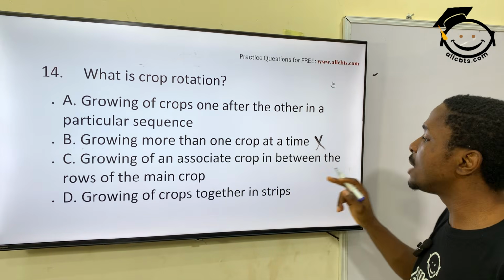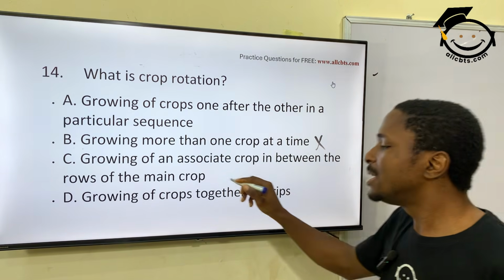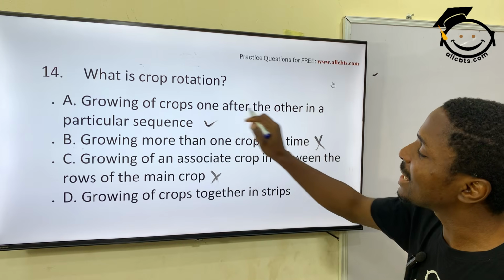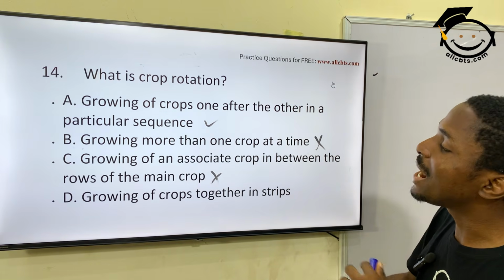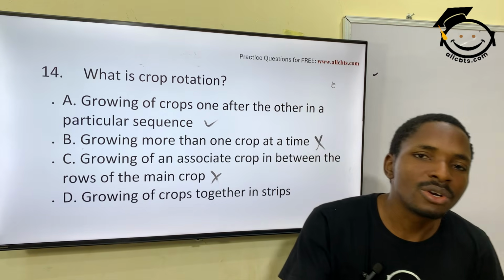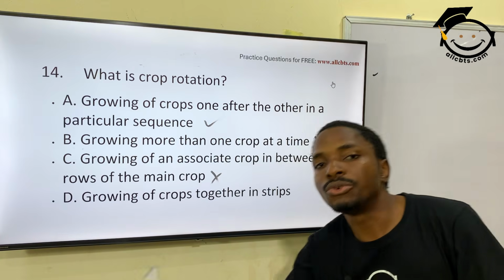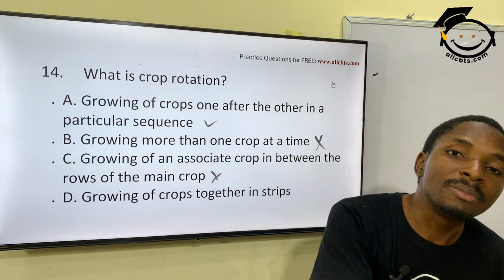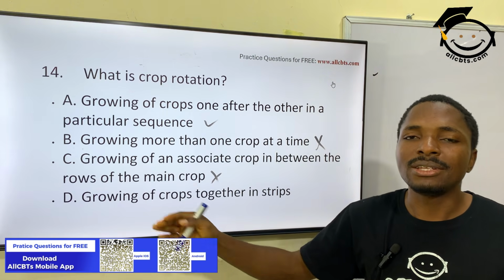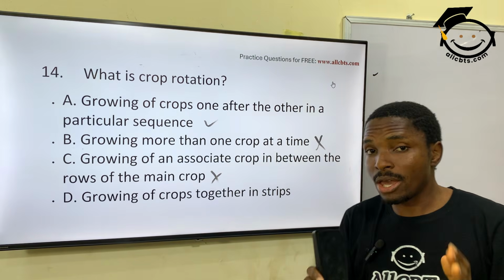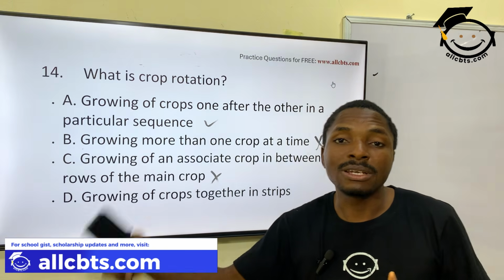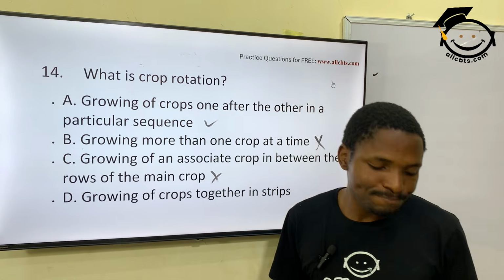That's not the answer. Growing of an associate crop in between the rows of the main crop. No. Growing of crops together in strips. No. This is the correct answer here: growing of crops one after the other in a particular sequence. Okay, you grow this crop for this period of time. After you harvest, then you grow this crop. After you harvest, you grow this crop back. The one you grow the first time, you grow it back, or you can do three sequence. Right, so that's crop rotation, and it does help a lot to keep your soil alive for a longer duration of time before you need to manure it again.